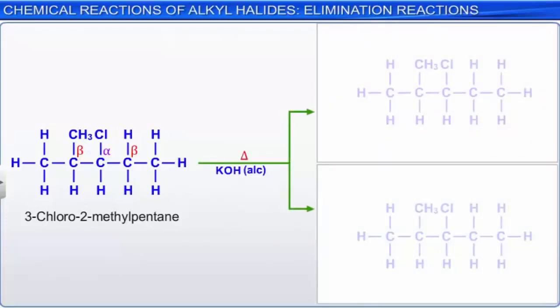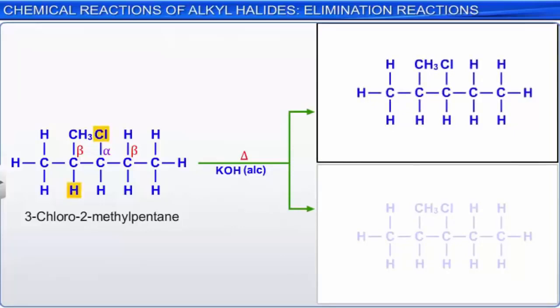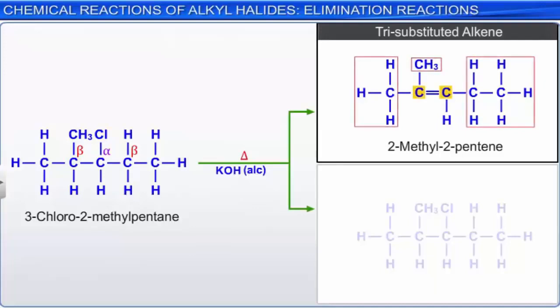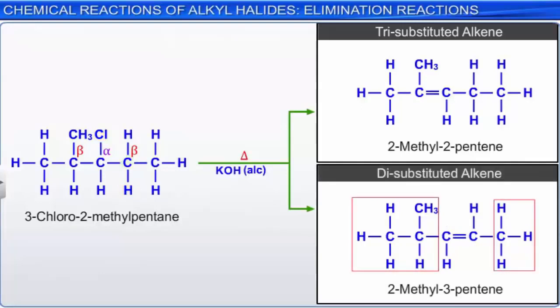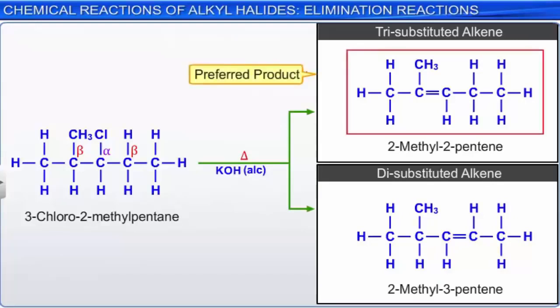When we draw the structure of the 2 products, we see that the first product, formed when a hydrogen atom is removed from the left beta carbon, has 3 alkyl groups linked to the carbons of the double bond. The second product, formed when a hydrogen atom is removed from the right beta carbon, has only 2 alkyl groups attached to the carbons of the double bond. Thus, according to Zaitsev's rule, the first product is the preferred product.